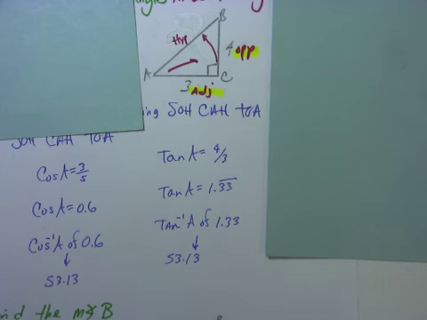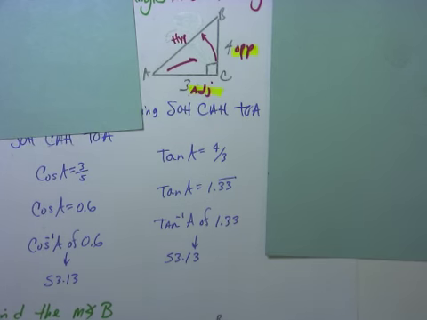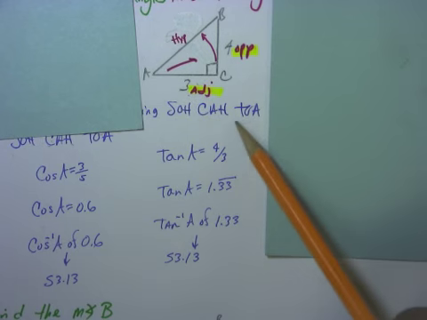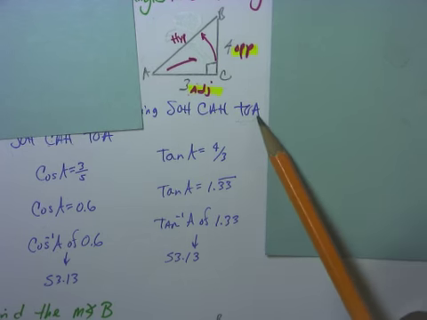So I label my triangle. Here's opposite. This is the hypotenuse. This is the adjacent side. What two letters did they give me? They gave me the O and the A. So out of SOHCAHTOA, which of the three trig functions has O and A? I hope you realize that it's the tangent function, right?